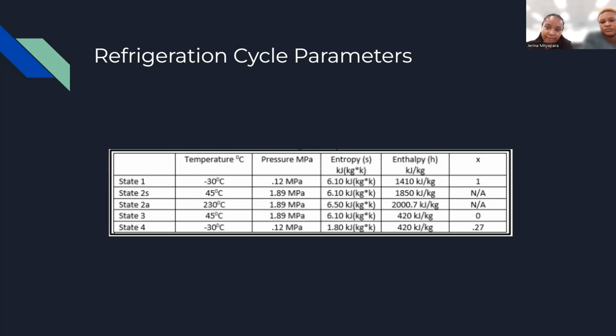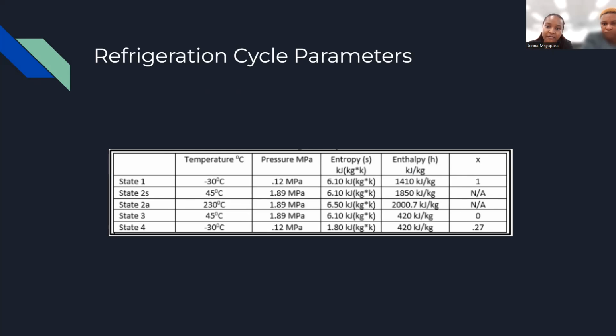So now enthalpy. At state 1, we have 1,410 kilojoules per kilogram. State 2, isentropically, we have 1,850. State 2, actual, we have 2,000.7. At state 3 and 4, we're going to have the same constant enthalpy, so we have 420 kilojoules per kilogram.